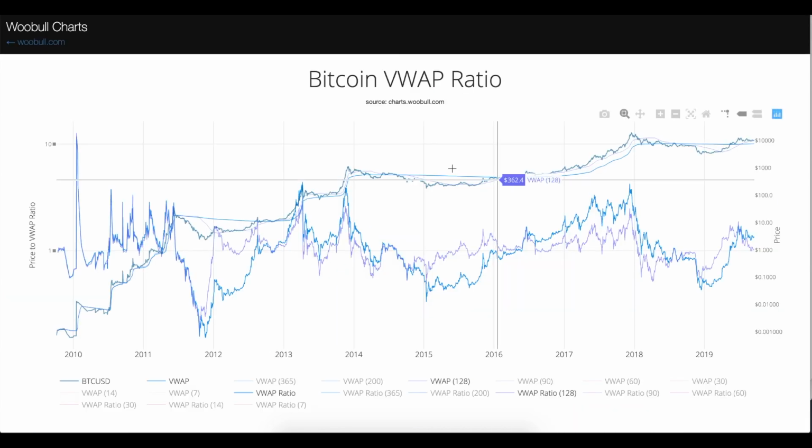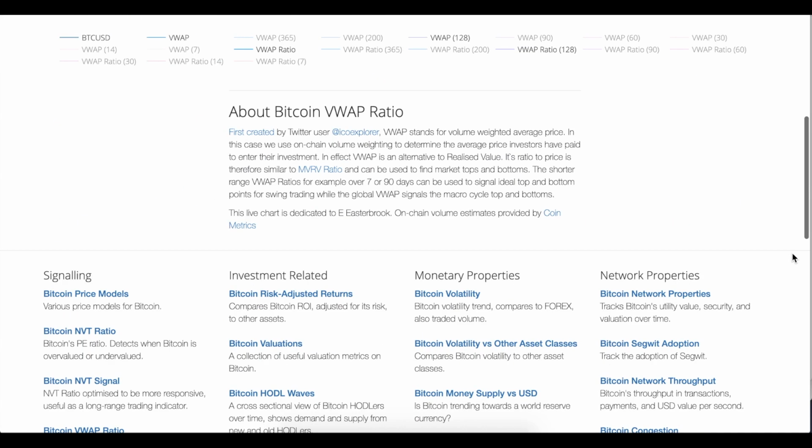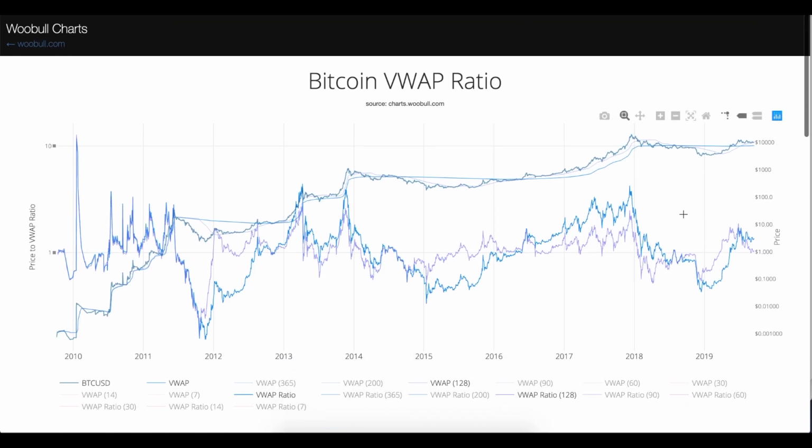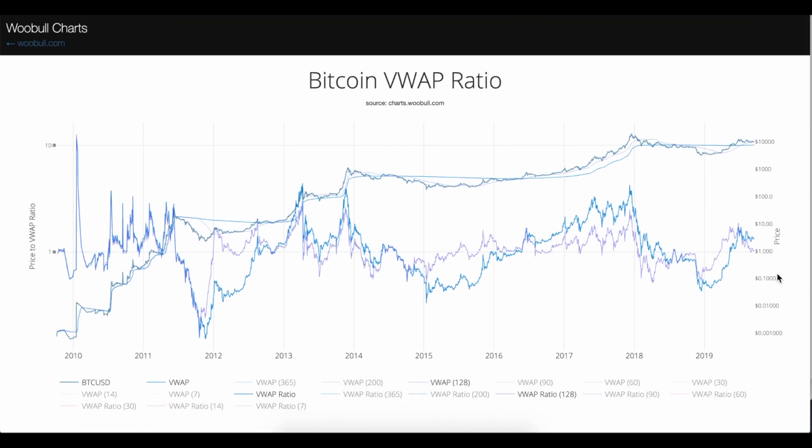But okay, let's talk about some on-chain data. And this one is the VWAP ratio. It stands for volume weighted average price. It's kind of the opposite to the MVRV ratio. So this determines the average price investors have paid to enter their investment. And the developers, Willy Woo and people who work with him, used on-chain volume weighting on these metrics. Therefore, it's obviously different from standard technical analysis, using the on-chain data, right?